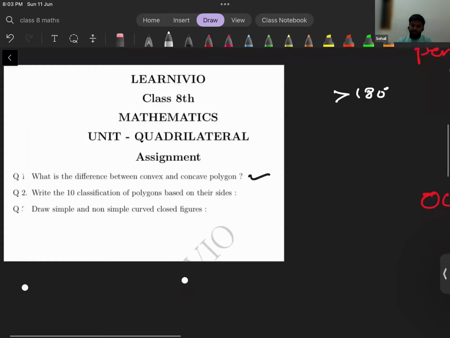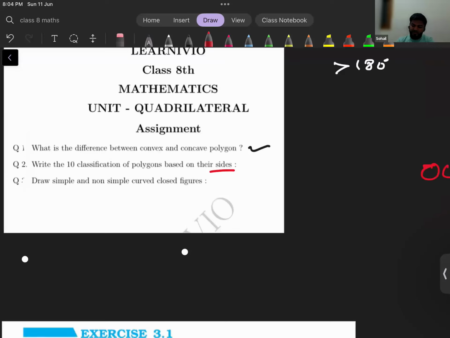Now the classification of polygons based on their sides. That one is also pretty simple. You start from triangle, then you have got quadrilateral, then pentagon, hexagon, heptagon, octagon, nonagon, and decagon. Exactly. Now you guys were required to draw simple and non-simple curved closed figures. That is quite simple. You guys already know how to draw them.